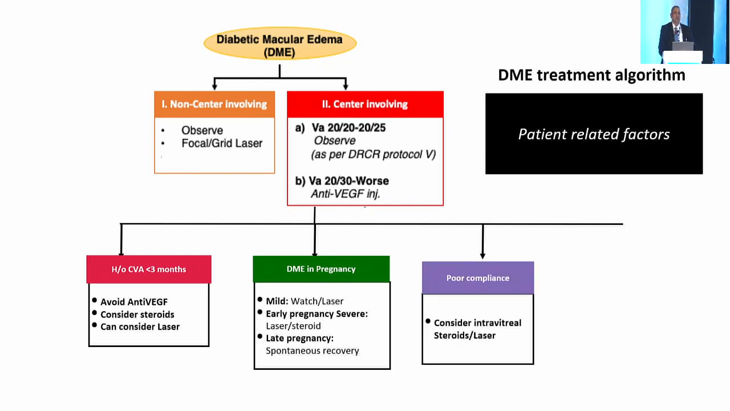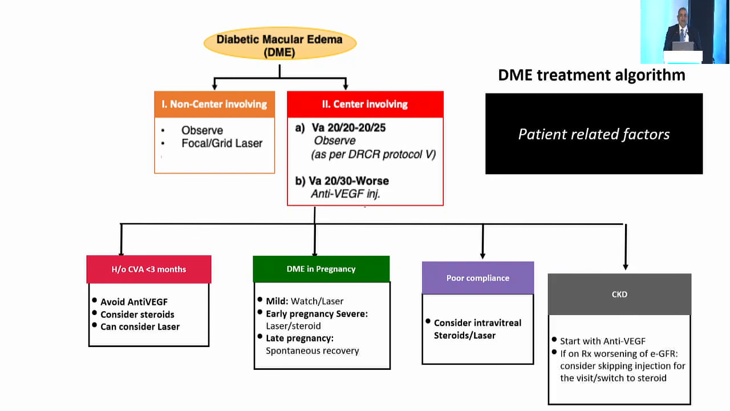If a patient is of poor compliance, again you can consider intravitreal steroids or laser rather than thinking of anti-VEGF as the first choice. And if a patient has chronic kidney disease, renal conditions associated, you start with anti-VEGF. However, on treatment, besides looking at your macula, also see the eGFR. And if you feel that the eGFR is worsening, you can skip an injection at that visit or switch to steroid.